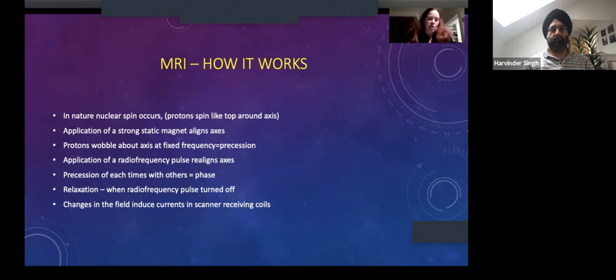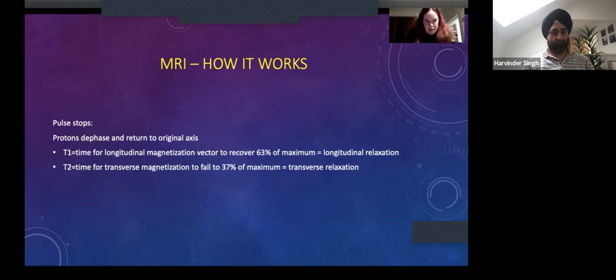The precession of each of the protons times with each other, and this is phase. Relaxation occurs when the radio frequency pulse is turned off, and changes in the field are what are picked up by the scanner's receiving coils in order to produce the image. When the pulse stops, the protons dephase and they return to their original axes.